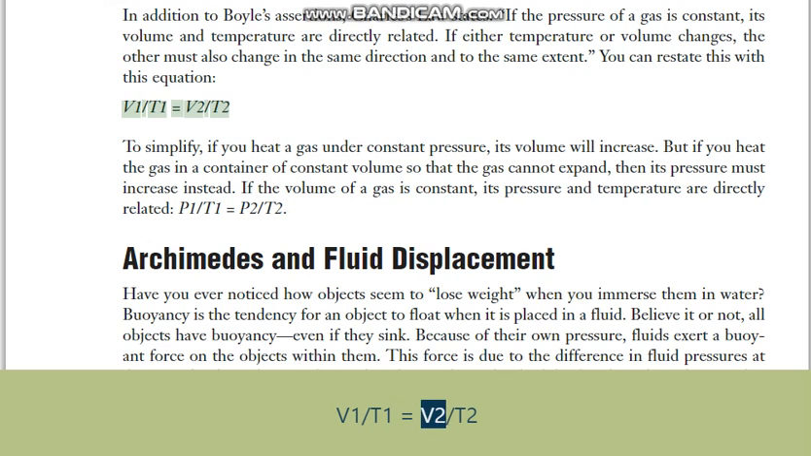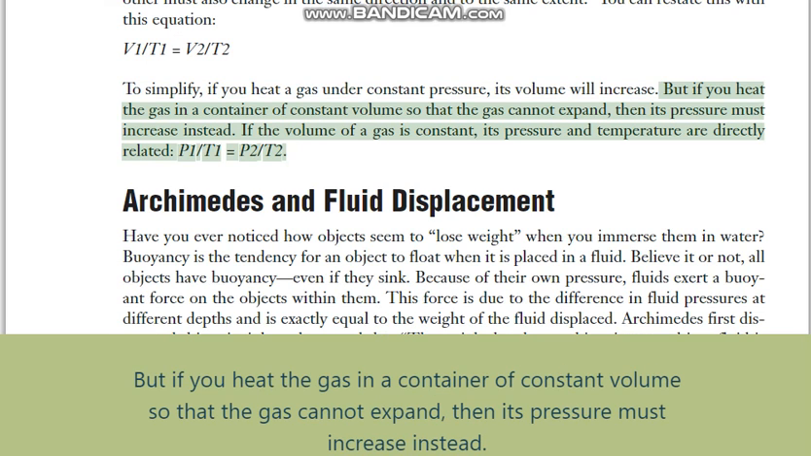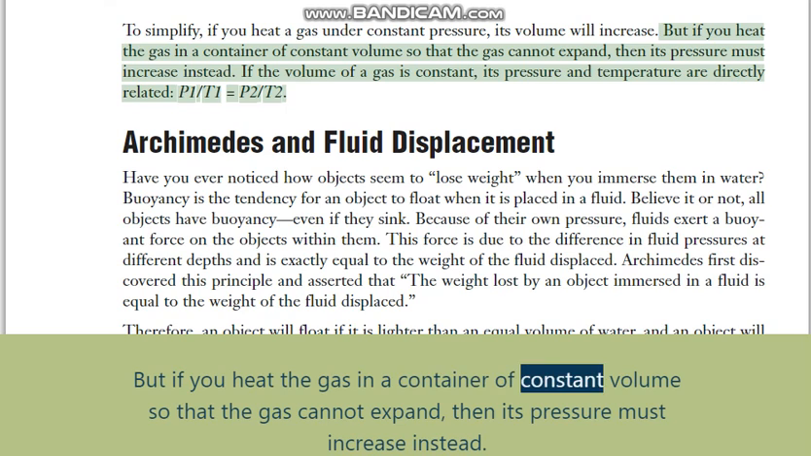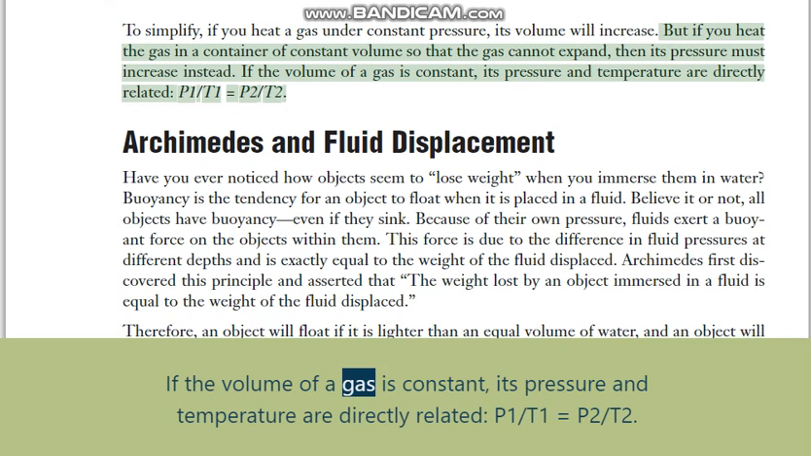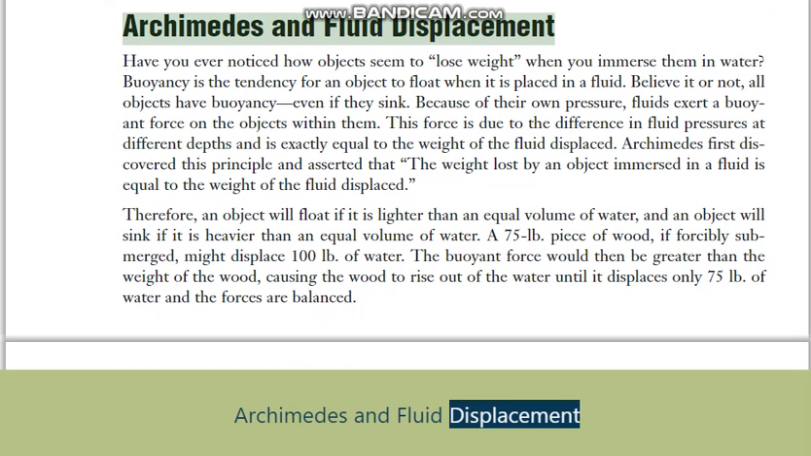V1/T1 equals V2/T2. To simplify, if you heat a gas under constant pressure, its volume will increase. But if you heat the gas in a container of constant volume so that the gas cannot expand, then its pressure must increase instead. If the volume of a gas is constant, its pressure and temperature are directly related. P1/T1 equals P2/T2. Archimedes and fluid displacement.